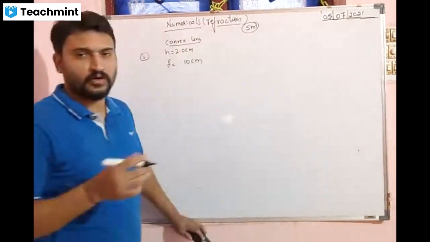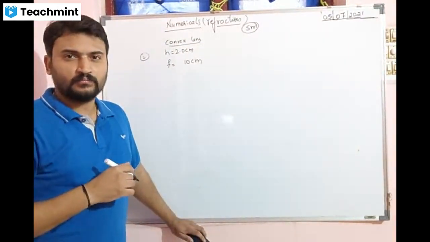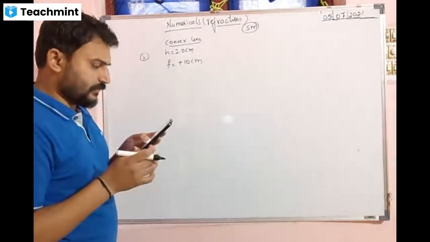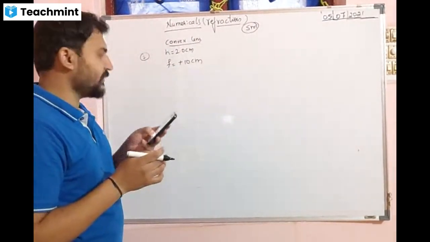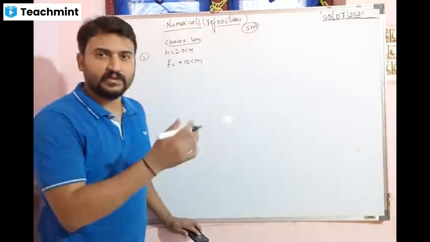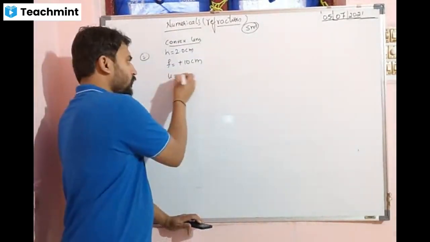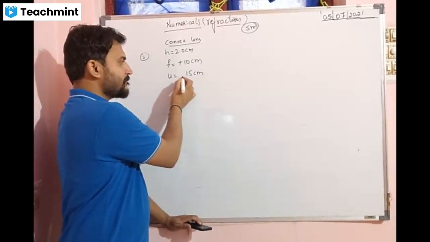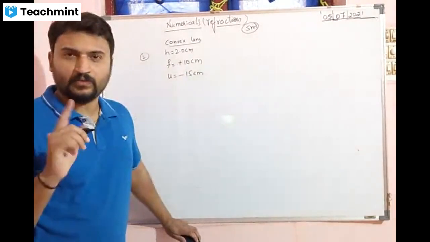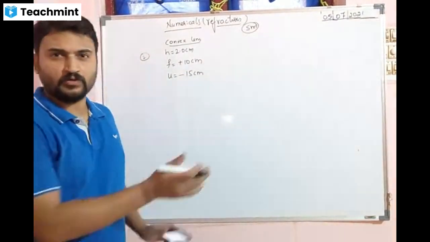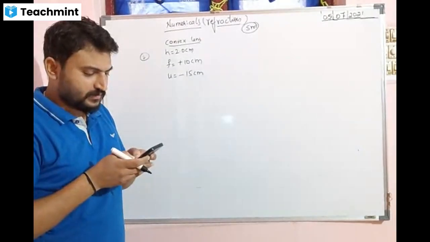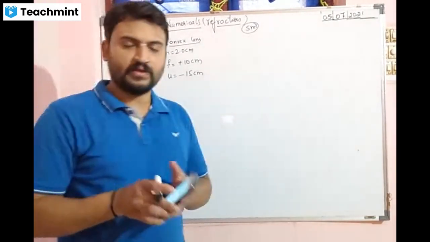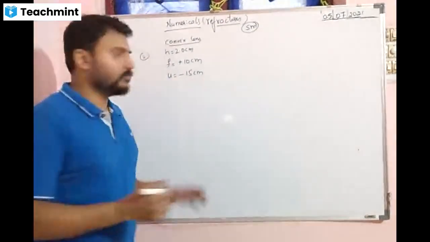Does a convex lens have positive or negative focal length? Positive. Okay. The distance of the object from the lens is 15 centimeter. The object is placed 15 centimeter from the lens. It means U is equal to 15 centimeter. Positive or negative? Negative. U is always negative, because the object will always be on the left side. Find the nature, position and size of the image. Also find its magnification.